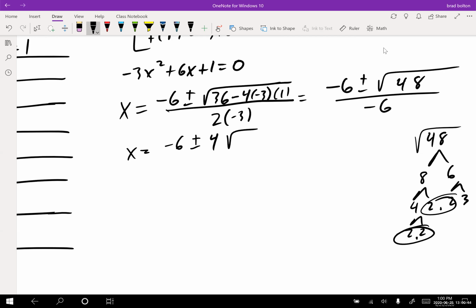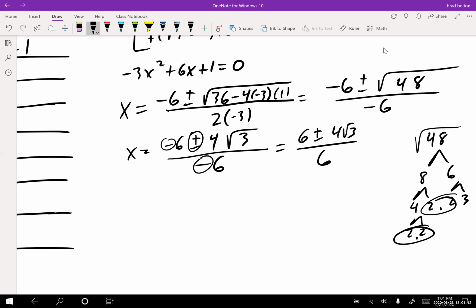So we get 4 square roots of 3 all over negative 6. Now, we have to look, what do these all have in common? They all have a 2 in common, so I'm going to factor out the 2. Before I do that, we can take this negative and apply it to everything. So this will become 6 plus or minus 4 square roots of 3 over 6. So I was able to move the negative up top and cancel out the negatives.